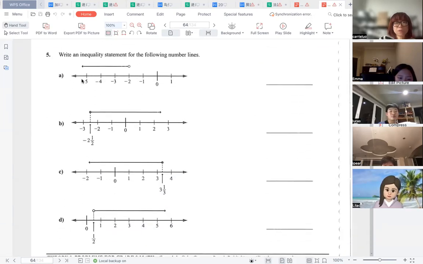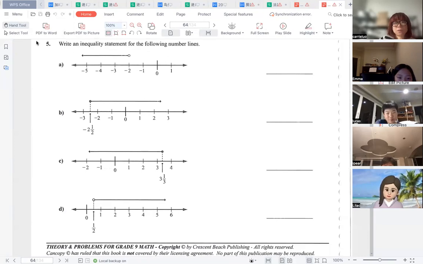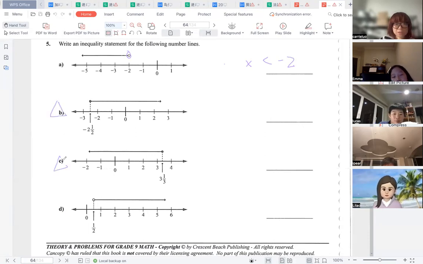Okay, so now let's take a look at this one. When you look at this, write down the inequality, okay? So for instance, this one, x, the direction is definitely less than, right? There's no equals. Okay, x is less than negative 2. Understand, Emma? Understand, Lucas? Okay, so B, C, D, your turn.